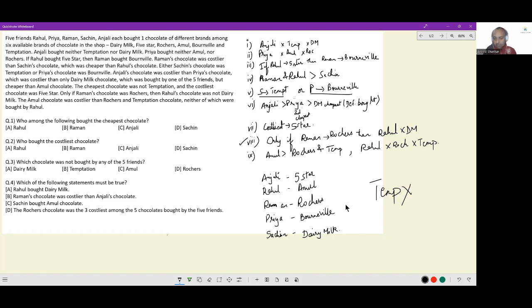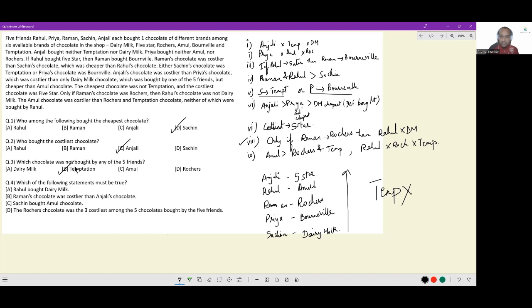And now we have the wonderful storyline. This is the order in which their price is increasing, and this is the list of chocolate and friend combinations. Let us go on. Who among the following bought the cheapest chocolate? Sachin bought the cheapest chocolate. Who bought the costliest chocolate? Anjali bought the costliest chocolate. Which chocolate was not bought by any of the 5 friends? Temptation was not bought by any of the 5 friends.